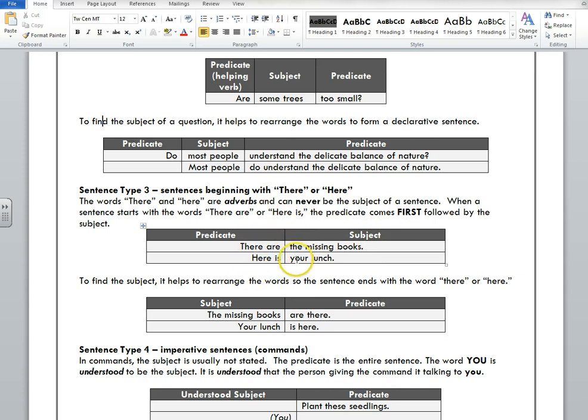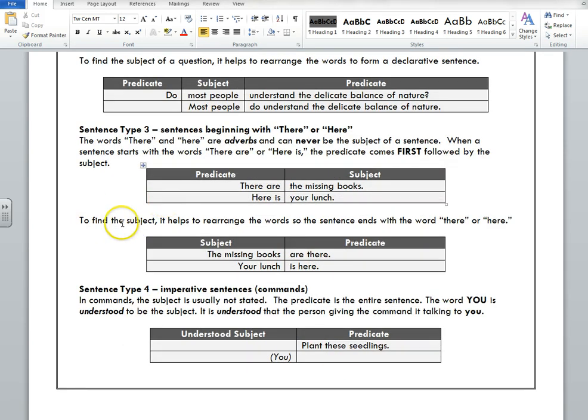Here is your lunch. Lunch is what the subject is about. It's not about here. It's about your lunch. So that's your subject. Is your verb. And then here stays on the predicate side and yours on the subject side. So we divide our sentence right here. And we have predicate, then subject, V, then S.